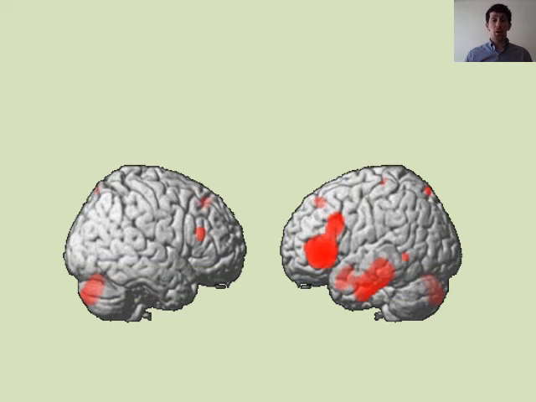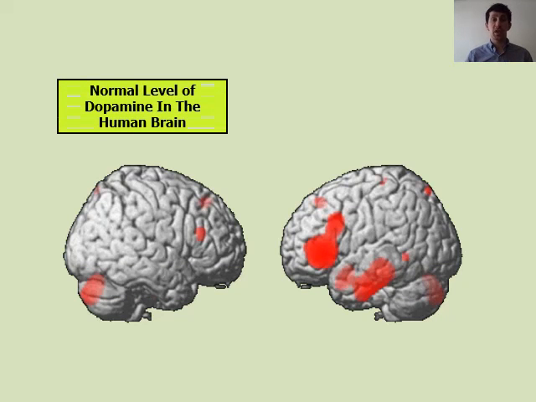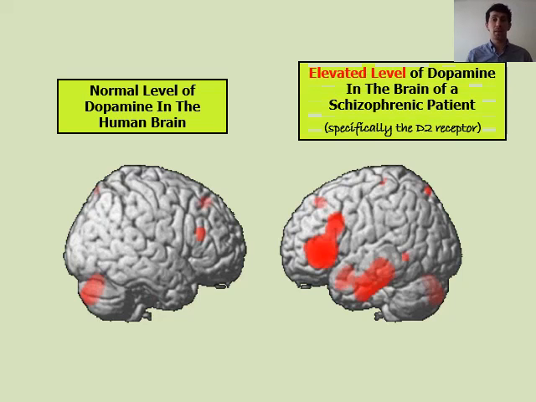So you can see two brains here and the red flashing images. This first image here is the levels of dopamine in a normal human brain. So you can see little flashes of red everywhere. But in this second diagram, where we've got lots larger amounts, you can see the elevated amounts of dopamine in the brain of a schizophrenic patient. And again, that might be specifically related to the amount of D2 or dopamine receptors that that individual has.